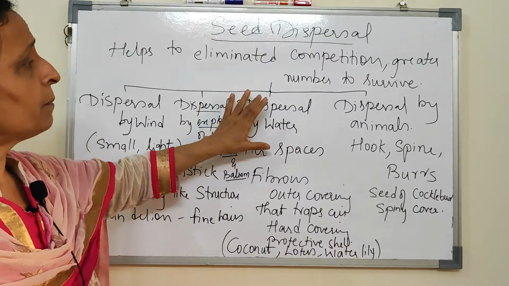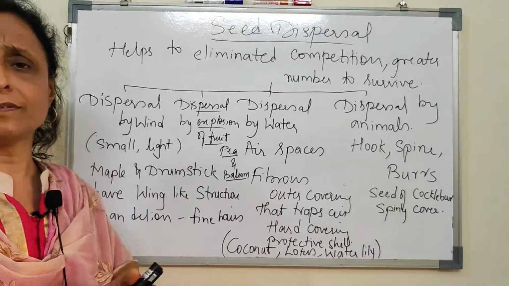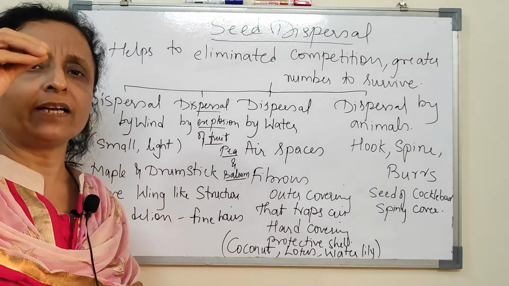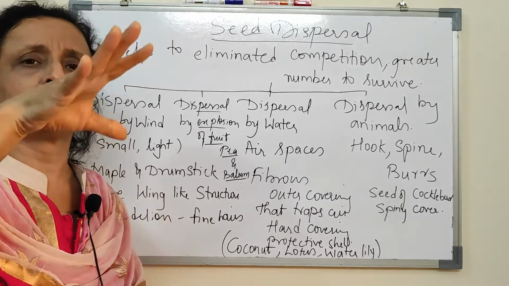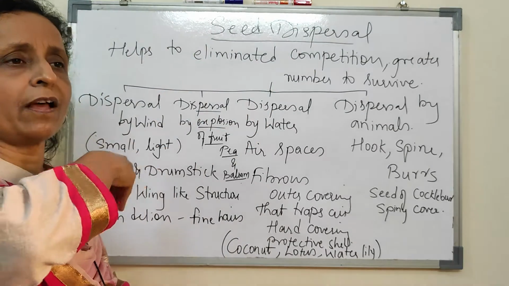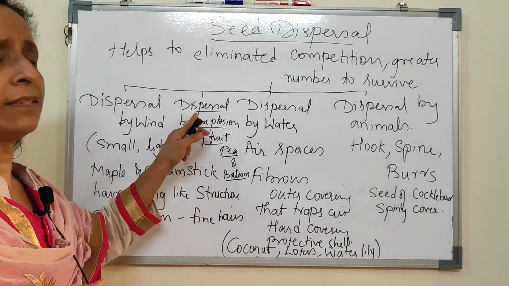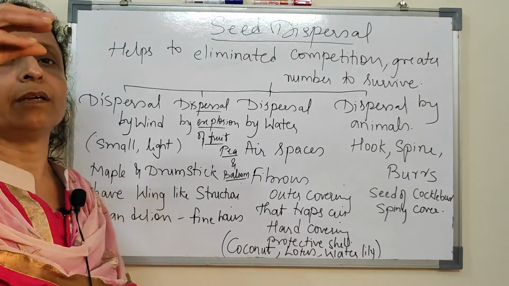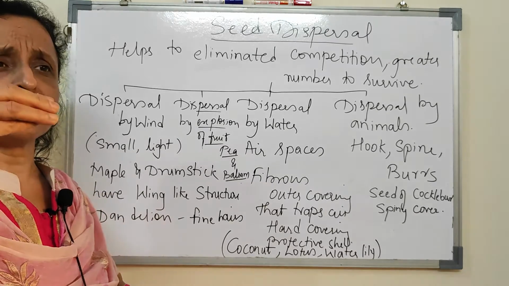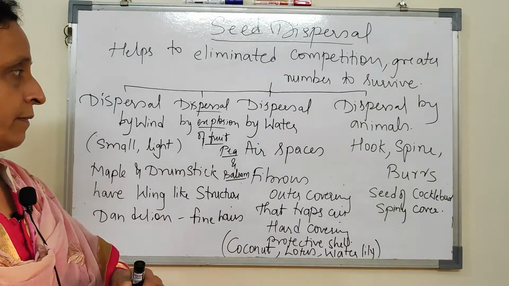Now, dispersal by explosion of fruit. Pea and balsam, the fruit, the pod will get dried up. So when it's very dry, it will burst and all the seeds will be distributed to various places, and then new pea plants, new balsam will develop. So that is dispersal by explosion. It will just be dried, dehydrated and matured, and then it will burst and distribute to various places.